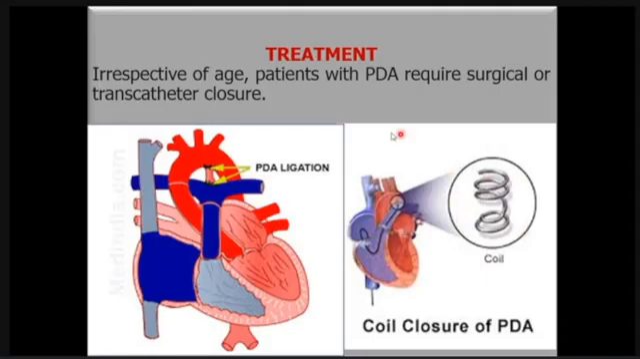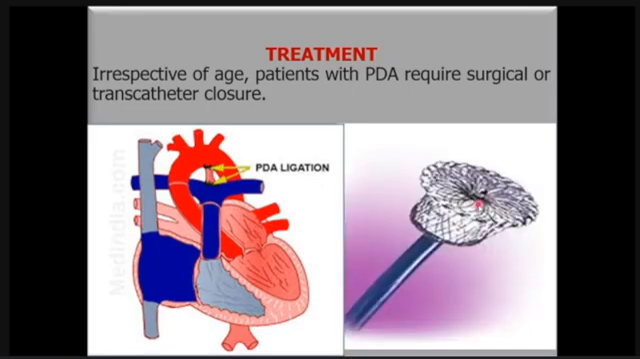Let us say there are two ways of closure, either by surgical ligation or by transcatheter method. Surgical ligation is the job of the cardiac surgeon. Transcatheter method is the job of the pediatric cardiologist. By transcatheter method, it can be closed either by coil or by occluder device. The shape of the occluder device may be like that, or we can get another shape. But this is the commonest type of the occluder devices of the PDA. Either coil for the small PDA or occluder device like this one.